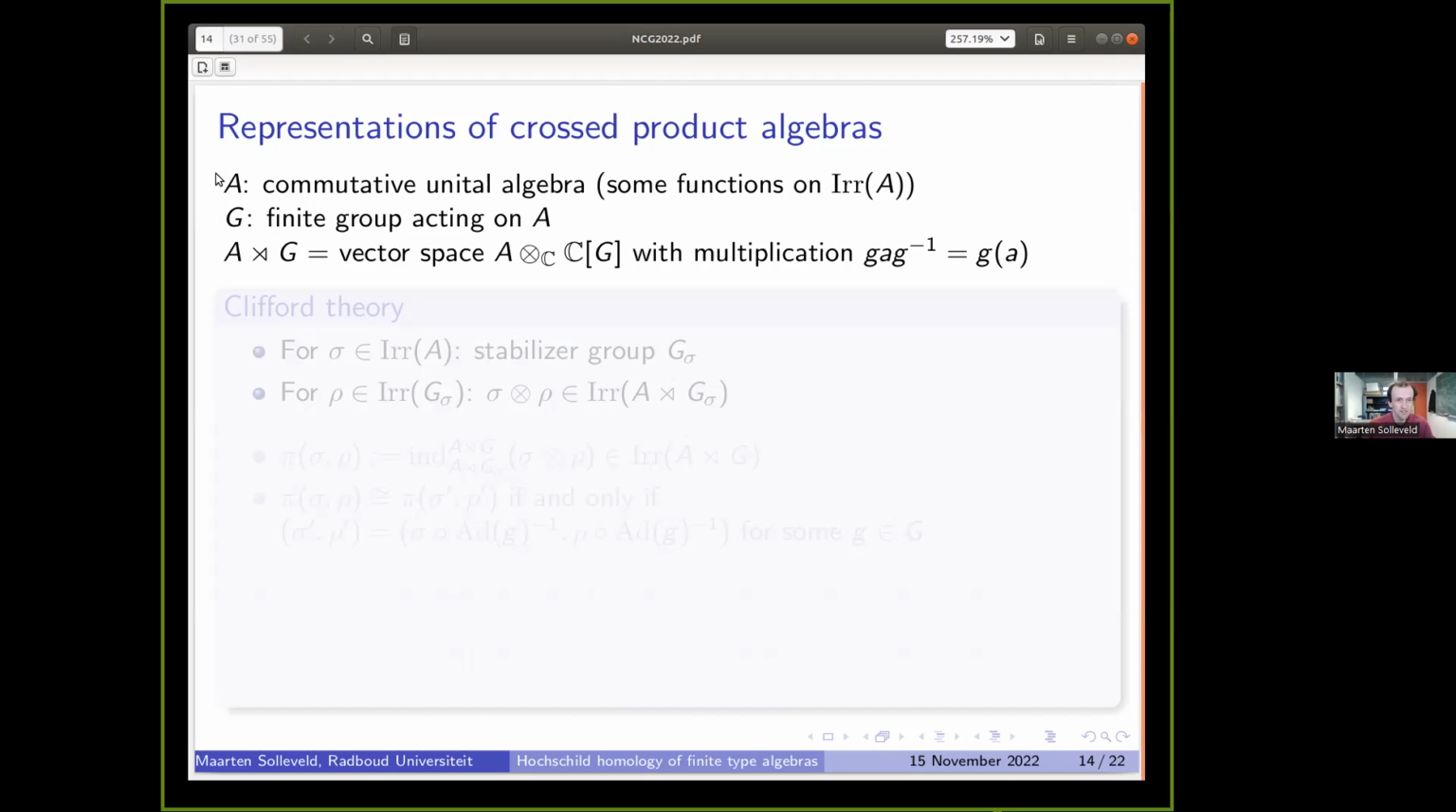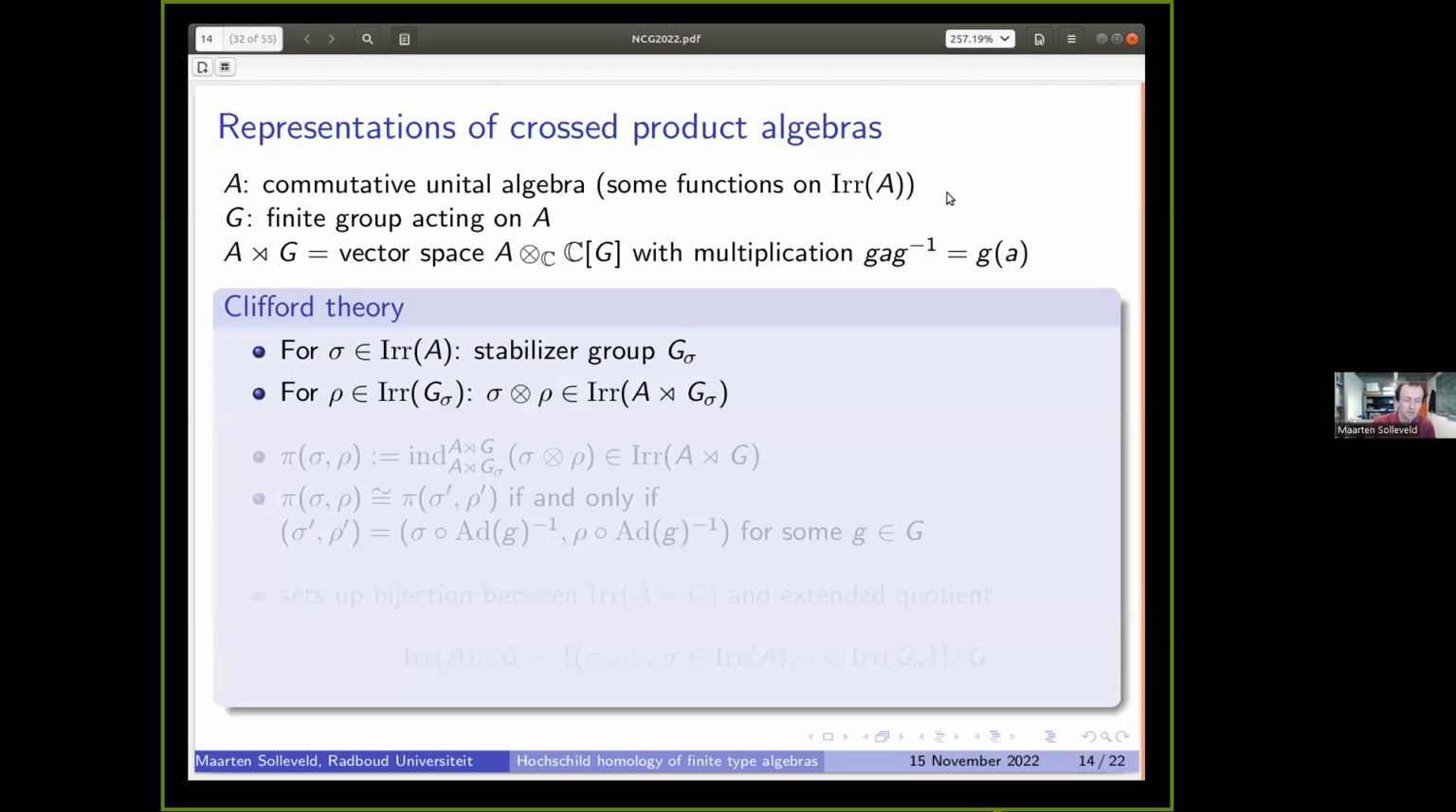There's a general strategy which applies to any commutative unital algebra which has a finite group acting on it. And then, in the same way as before, you can build this cross product. So A you think of as either the functions on an affine variety or the functions on a manifold, and you build this cross product as before.